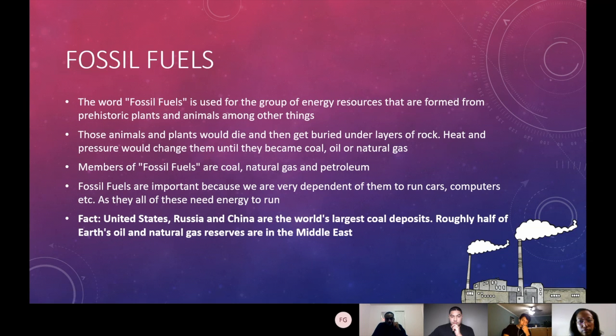And we're very dependent on fossil fuels. We use them to run cars, computers, and just about everything we use today. The United States, Russia, and China have the largest coal deposits. So we bring in a majority of fossil fuels, and the majority of it comes from the Middle East. That's why there is a lot of dispute sometimes in the Middle East, because it's always about the fossil fuels they have.